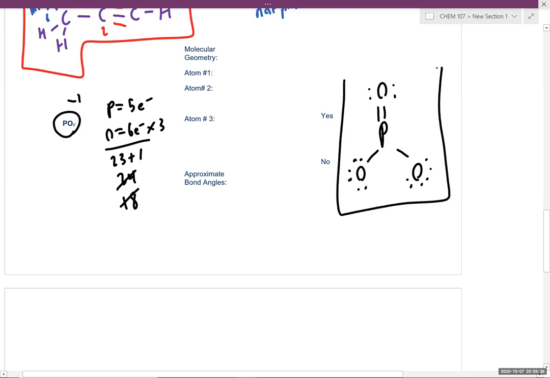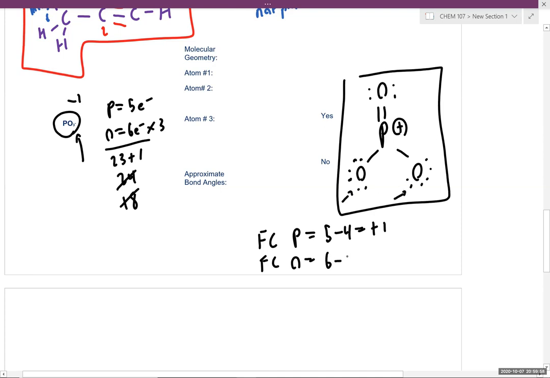Now from this structure, we're not quite done because we need to assign formal charges. This is a charged molecule. So the formal charge of phosphorus would be 5 minus 4, which is +1. And the formal charge of oxygen, these two bottom oxygens, would be 6 minus 6 lone pair electrons minus 1 bonded atom, which gives us -1. The formal charge of this top oxygen is 6 minus 4 minus 2, which would be 0.